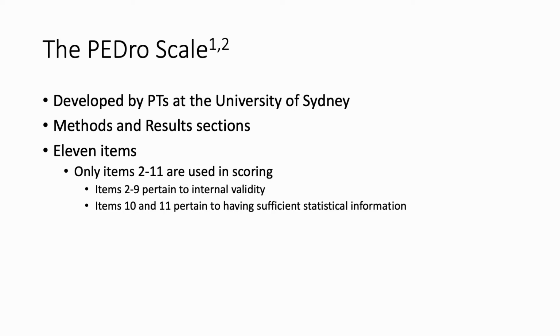On the PEDro scale, there are 11 items, but the score is only out of 10, so only items 2 through 11 are used in scoring. Item number 1 pertains to external validity or generalizability of the study, but again is not included in the scores. Items 2 through 9 pertain to the internal validity of the study in establishing a cause and effect kind of relationship between the independent and dependent variable. And items 10 and 11 pertain to statistical conclusion validity. Essentially, do we have enough statistical information to draw valid conclusions about the findings?